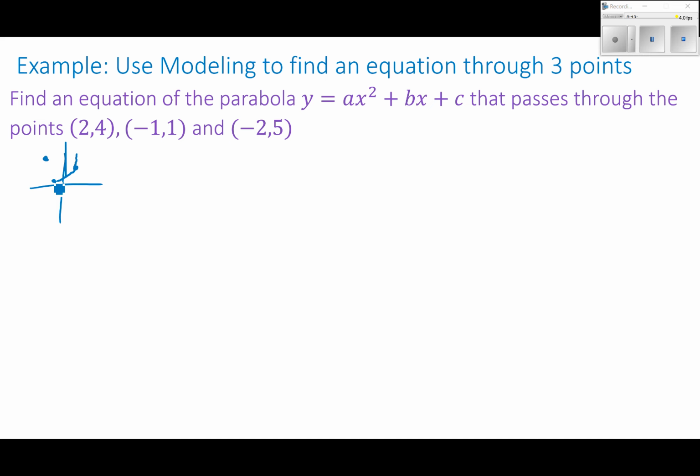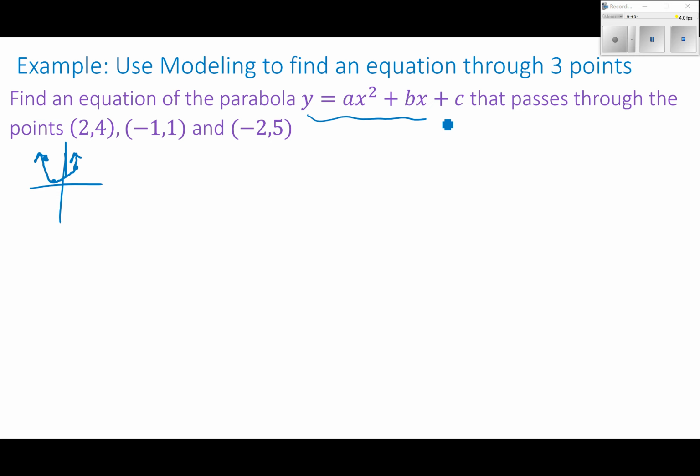So I know there's going to be some parabola going on, and I'm trying to find the equation that models this parabola. Okay? What they're giving me here now with these points, 2, 4, negative 1, 1, negative 2, 5, those are my x and y values.